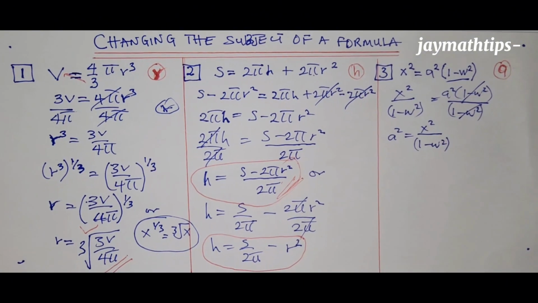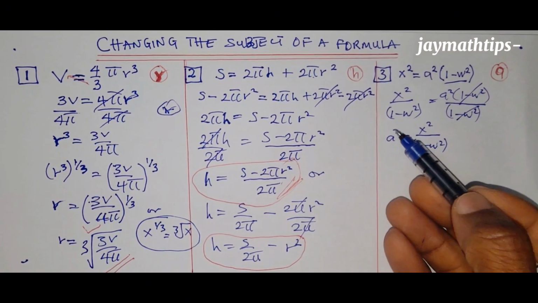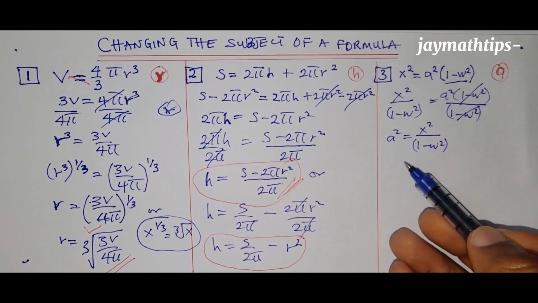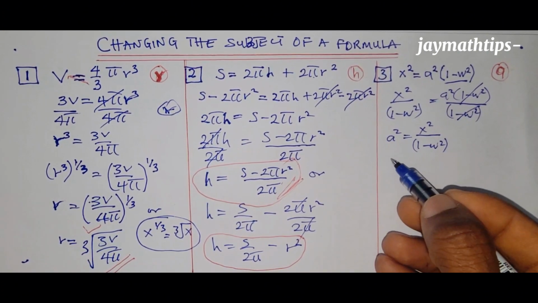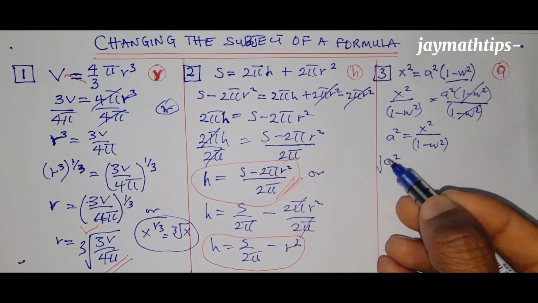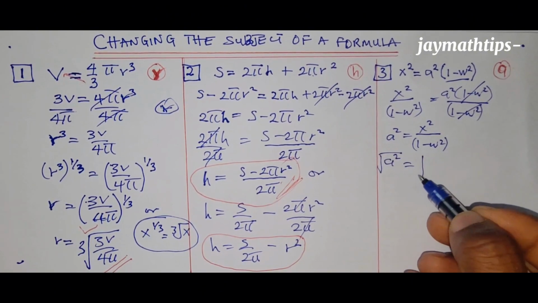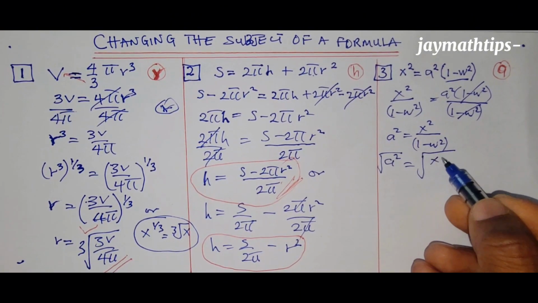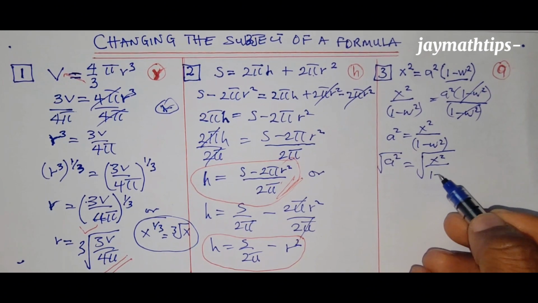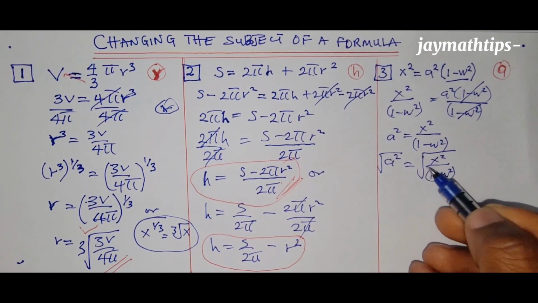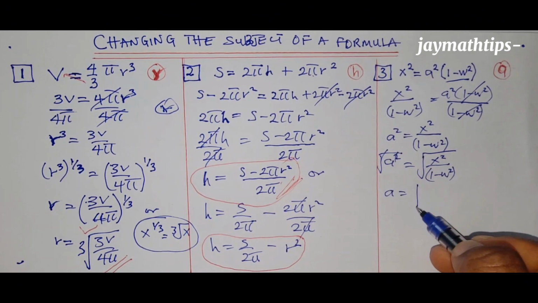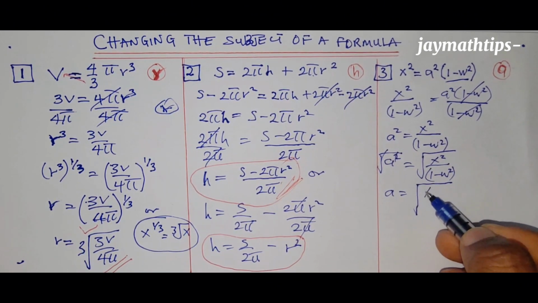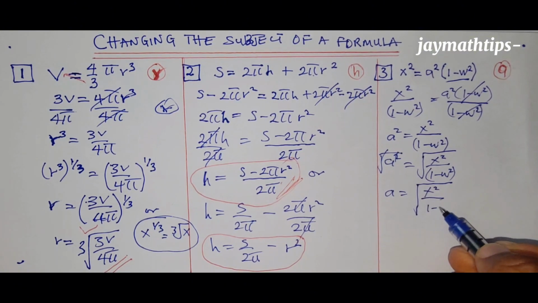So from here now, since we have a squared here, we are going to find the square root of both sides. When you do that, you have square root of this equal to square root of s squared all over 1 minus w squared. And these two will cancel out the square root. You're left with the whole of s over the square root of 1 minus w squared as your final answer.